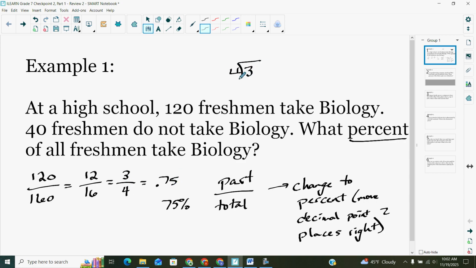If we do not know that 3 over 4 is 0.75, you could divide it out. 3 divided by 4. 4 goes into 3 zero times, so 4 goes into 30 7 times, minus 28, bring down that next 0. 4 goes into 20 5 times, decimal point right there. There's our 0.75. Another way we could do it is to always change the denominator to 100. So times 25, multiply the top by 25, 75 out of 100 is our 75%. Any way we do it, we get that 75% of freshmen take biology.